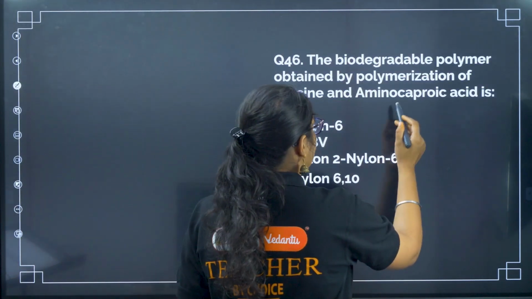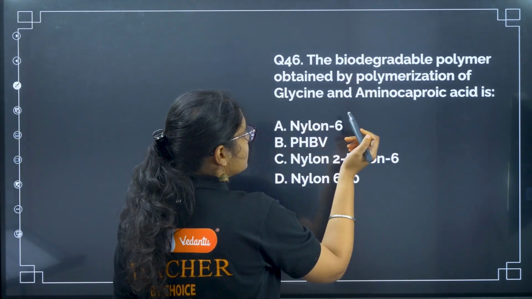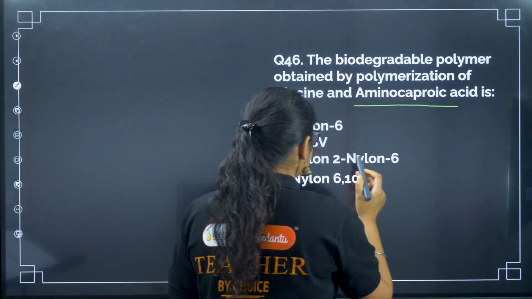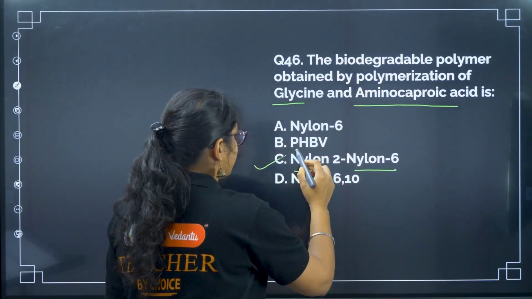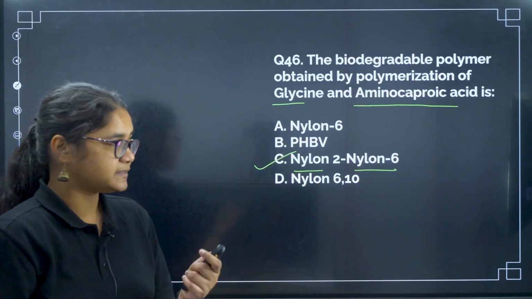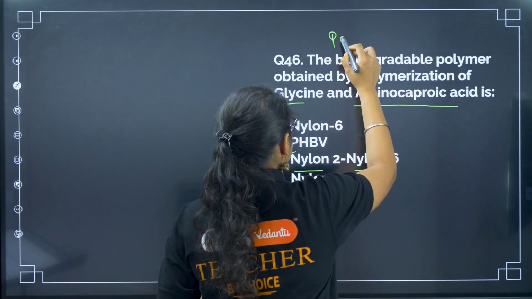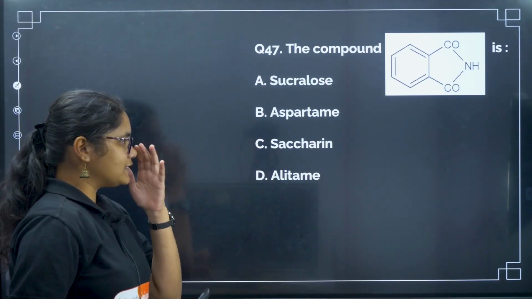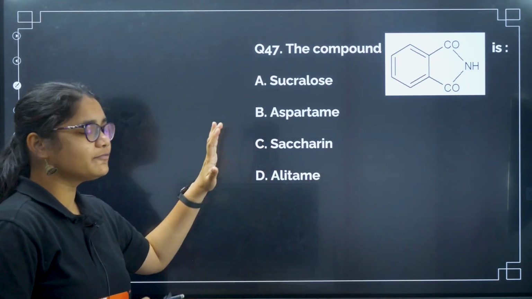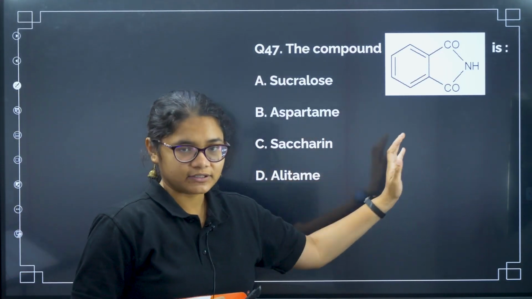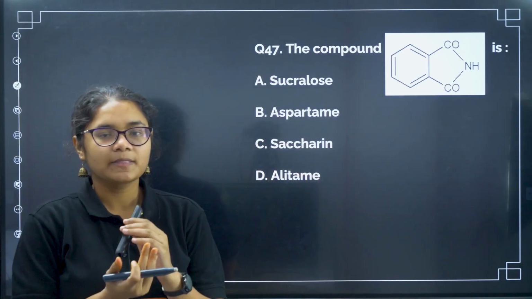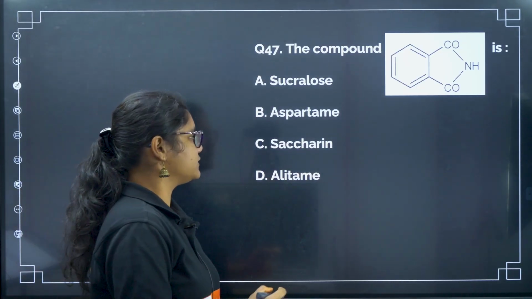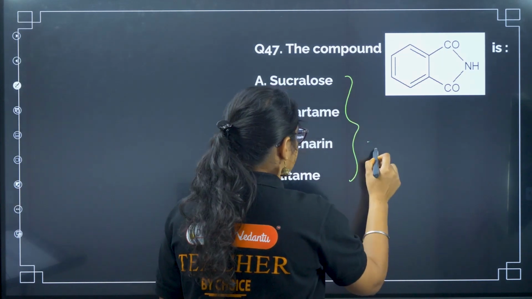Next, again the biodegradable polymer obtained by the polymerization of glycine and aminocaproic acid is nylon 2, nylon 6. Correct answer for this question is option number C. This question is also from your polymers chapter. Next, so this question has none of the answers correctly matching. So we have to leave this question and wait for the KEA answer key release. So for now, none of the answers is correct for this one.